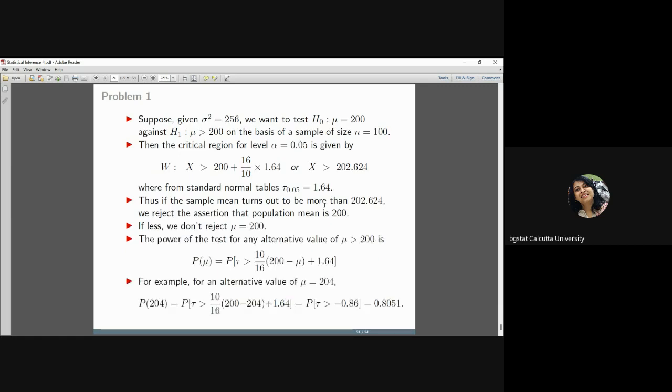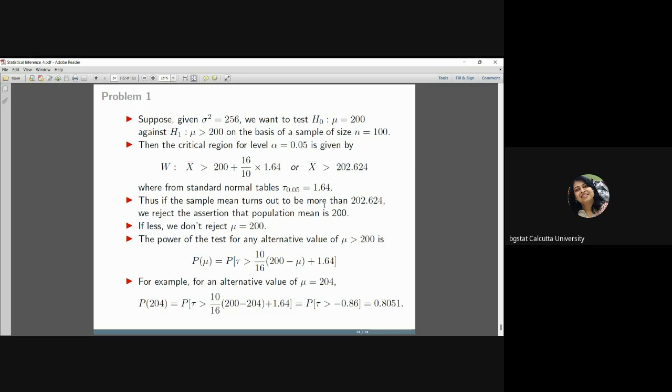So here is an example. Suppose that sigma square is equal to 256 and we want to test H naught: mu equal to 200 against the alternative of mu greater than 200, and we want to do this based on a sample of size n equal to 100. So if you look at the previous few slides, my critical region will be that we reject H naught if x bar is greater than 200 plus sigma, which is 16, by root n, which is 10, times 1.64, assuming that we want a 5% level of significance.